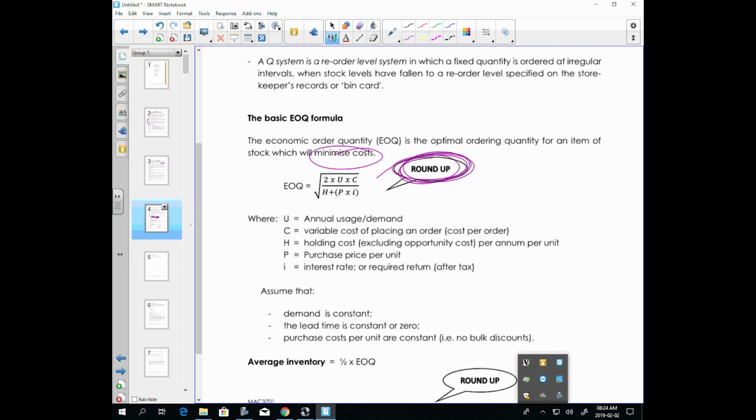There's no mess here. Even if it's 0.001, you have to round up because eventually you're going to be short an item.